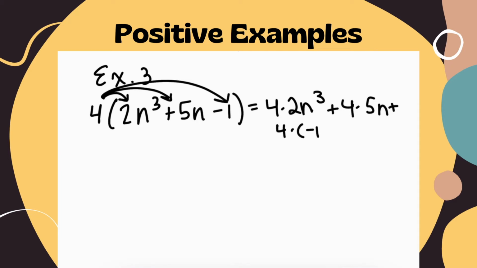So 4 times 2n cubed is going to simplify to 8n cubed. 4 times 5n is 20n, and 4 times negative 1 is negative 4. So that's the final answer here, and it's the same process of just multiplying what's on the outside of parentheses to the terms on the inside.